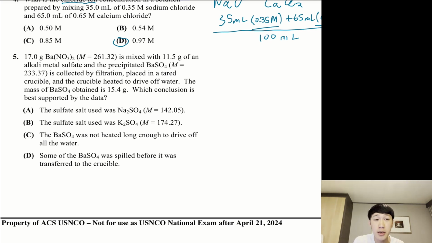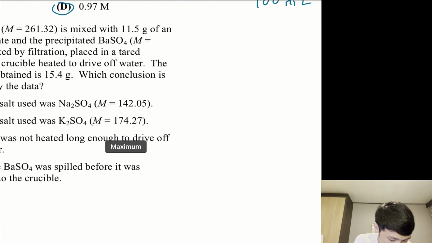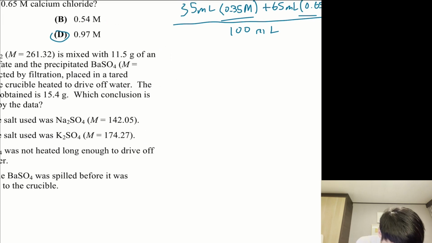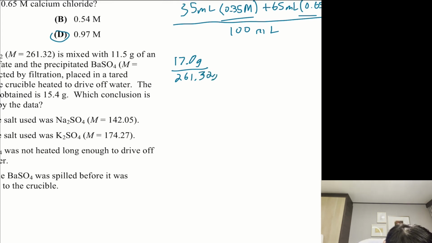So the first thing we want to do is figure out what's the maximum amount of barium sulfate we can create with this given amount of barium nitrate. So the way we're going to do that is first find the amount of moles of barium ions. So we have 17 grams of barium nitrate divided by our 261.32 grams per mole. And that's going to come out to 0.0651 moles of barium 2+.